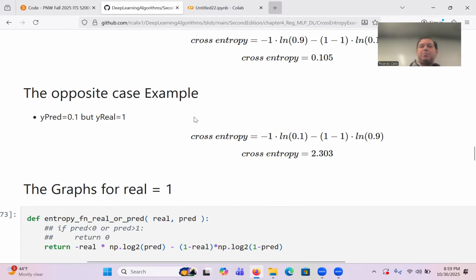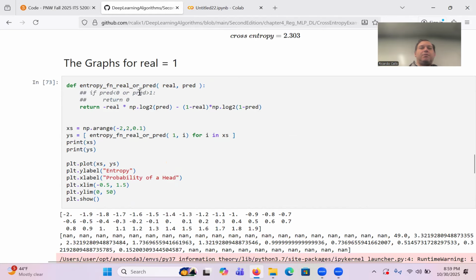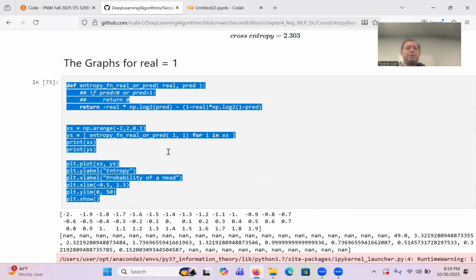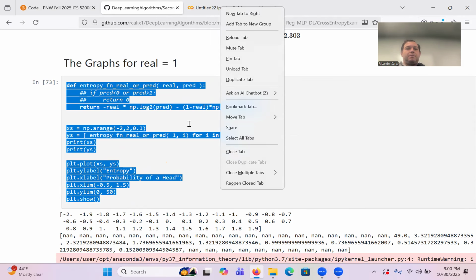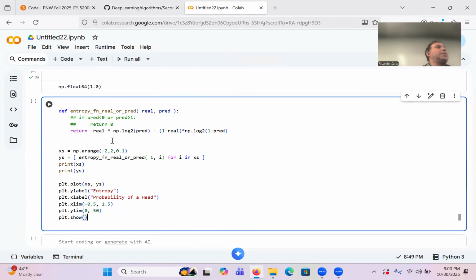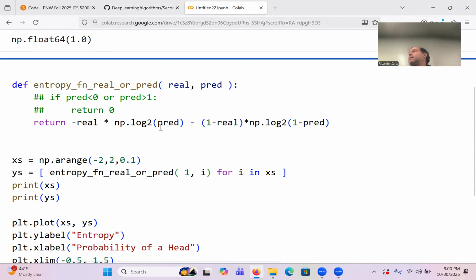Graphically, and this is kind of important also, this is the case for real equal 1. So I'm going to show it over here. Okay, so this is the same formula, as you can see, but now notice I have changed it a little, right? So before the formula had P and P, right? Do you see that? P and P. Now the formula has changed where this will have the real 1, let's say, and this will have the predicted value itself for the comparison of cross entropy.